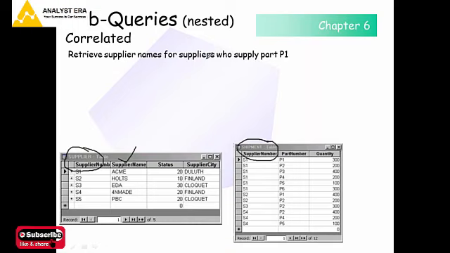Now can you tell me, part 1 is in which table? Part number is in the second table. Right, it is in the shipment table, isn't it? That is, P1 is in the shipment table. So there are multiple suppliers who supply part 1, as you can see here. I want to know the names of the persons who supply part 1.